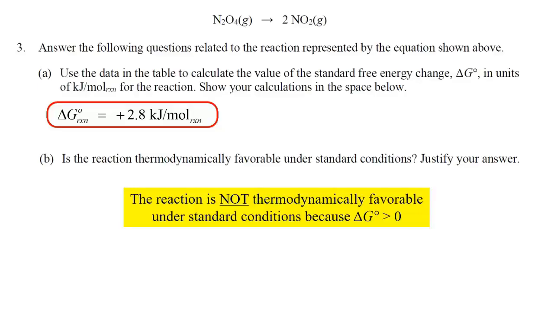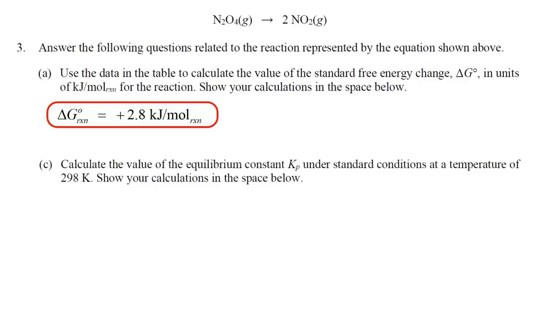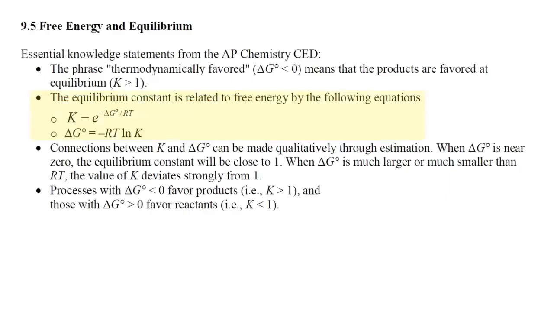Now let's take a look at part C of this question. In part C, it says, calculate the value of the equilibrium constant, Kp, under standard conditions at a temperature of 298 Kelvin. This question falls under topic 9.5, free energy and equilibrium. What you can see highlighted on this slide are 2 different equations. It says the equilibrium constant is related to free energy by the following equations.